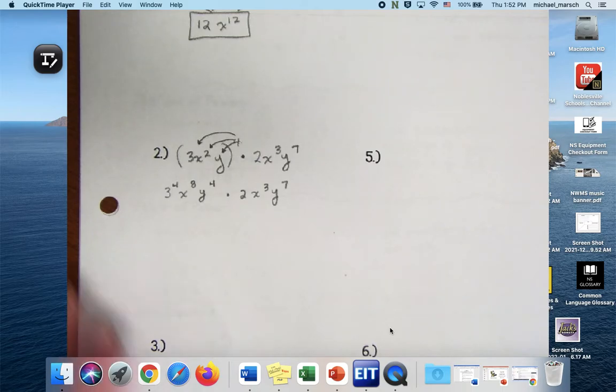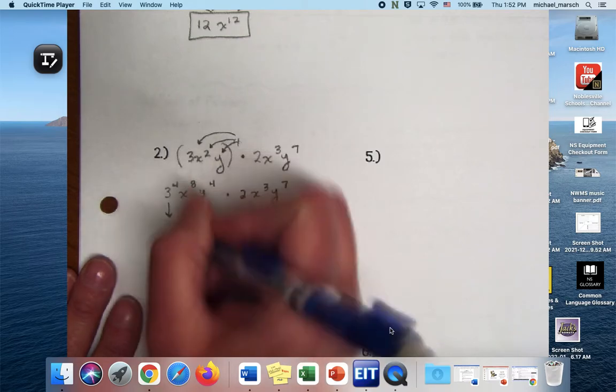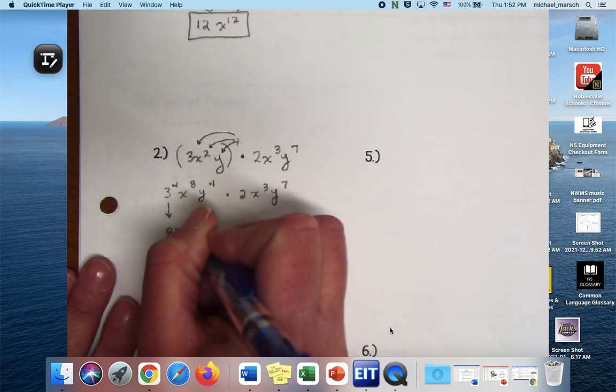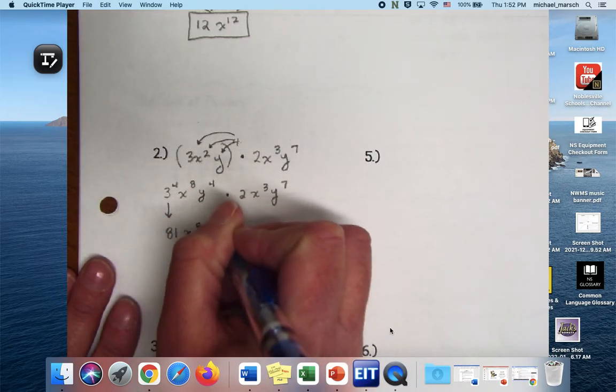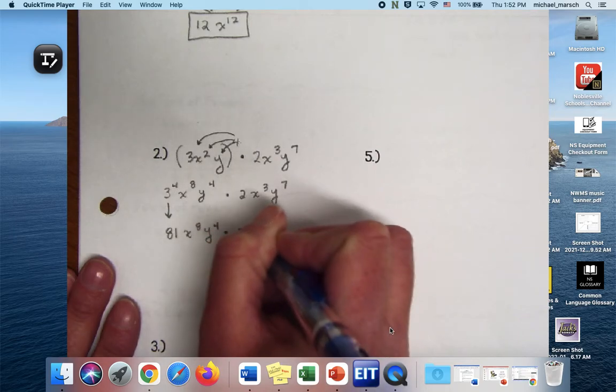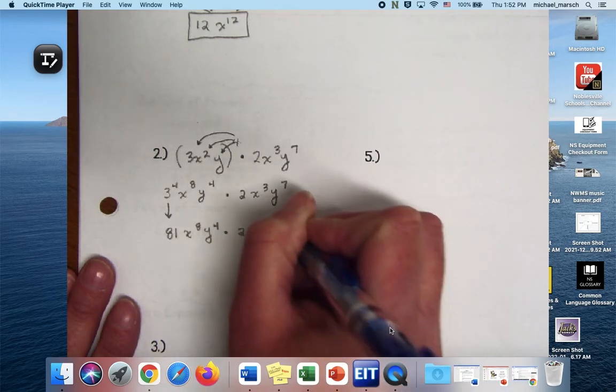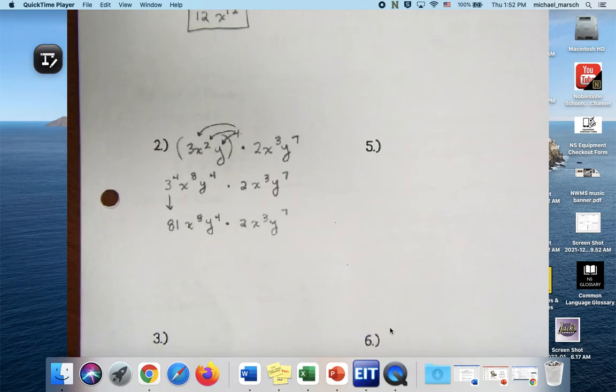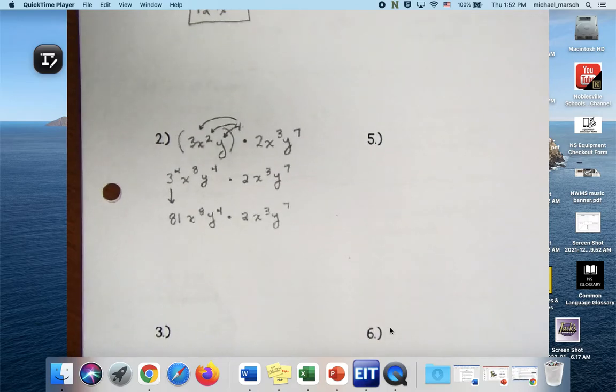My next step is going to be to simplify this 3 to the 4th. So I'm going to get 81, x to the 8th, y to the 4th, times 2, x to the 3rd, y to the 7th. So a lot of simplifying exponential expressions is rewriting the same thing over and over again and just doing one little step along the way.